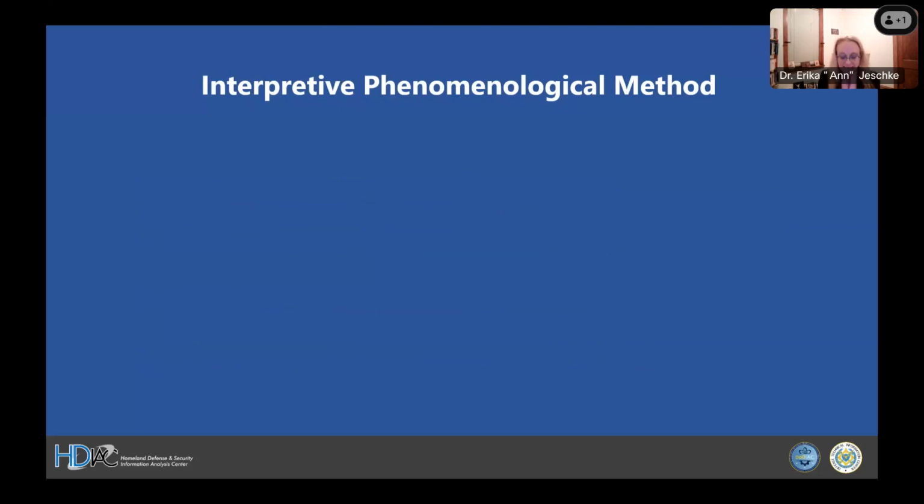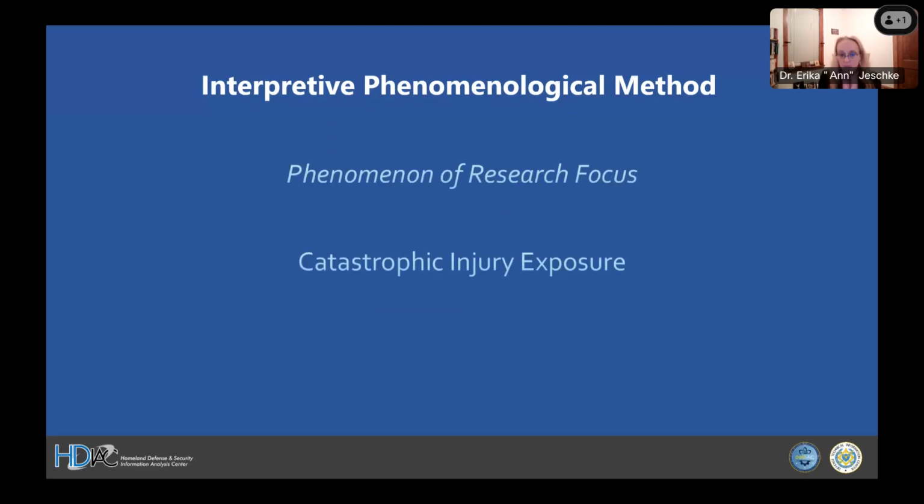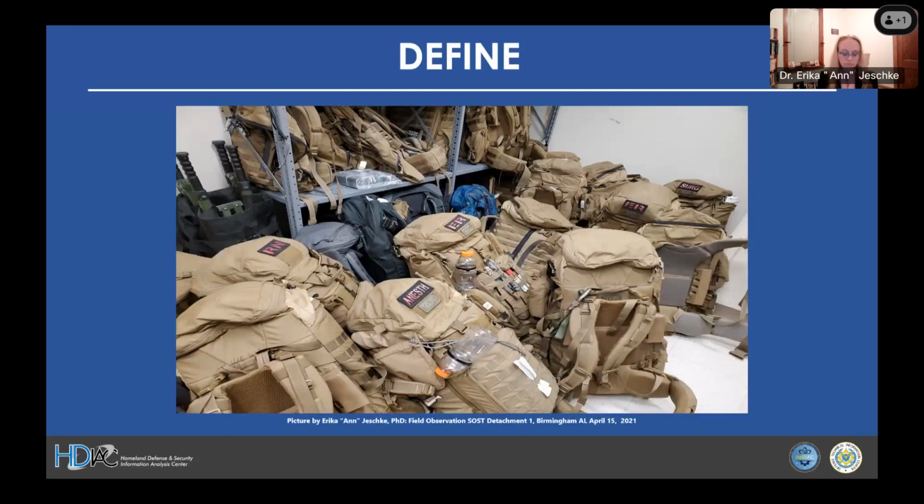This method deeply investigates a phenomenon of particular interest. Our study was grounded in the phenomenon of catastrophic injury exposure. The aim of our research was to evaluate conventional notions of resilience against the lived experience of SOST medics who tend to catastrophic injury. Since catastrophic injury includes the loss of human life, we originally operationalized resilience as grief processing practices, hypothesizing that such practices would be central to the expression of resilience.